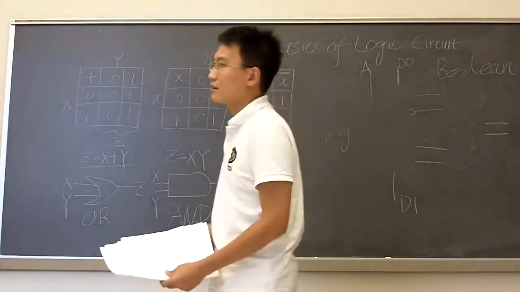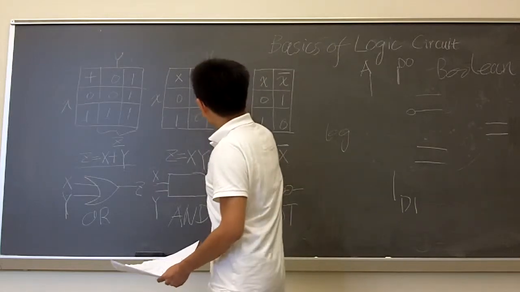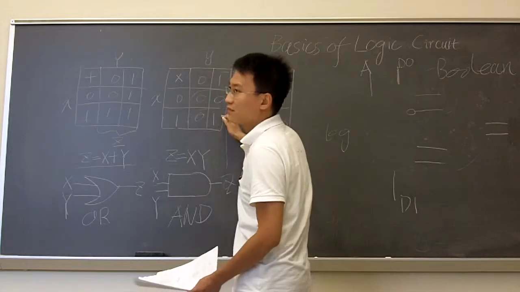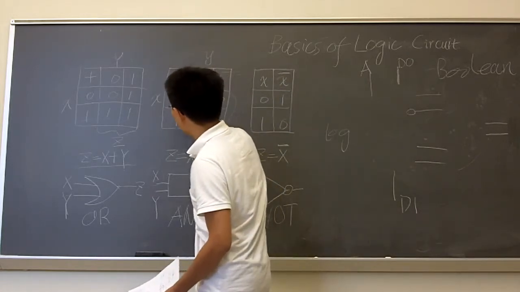What about the numbers in the middle? Those numbers are the output, z, in the truth table. Oh, these are input values, x is 0, 1.